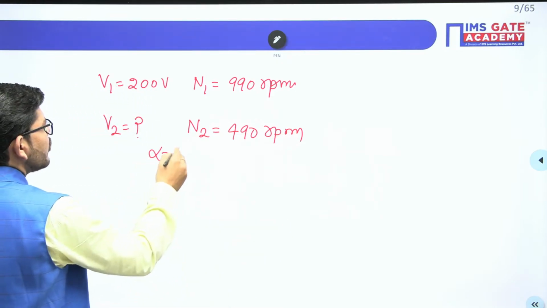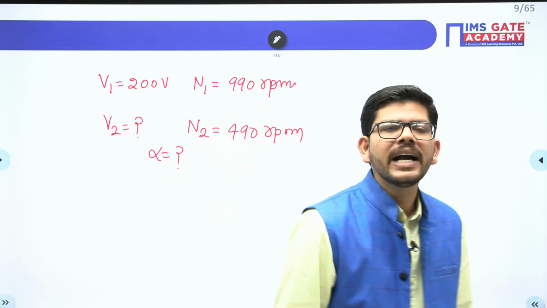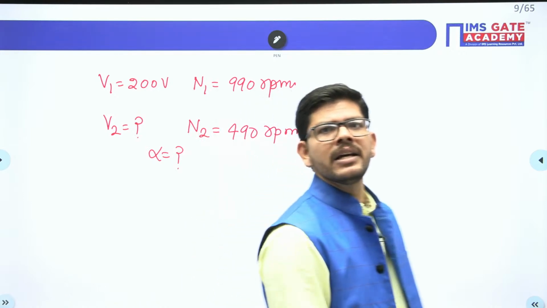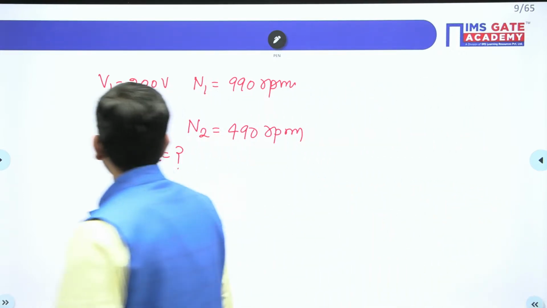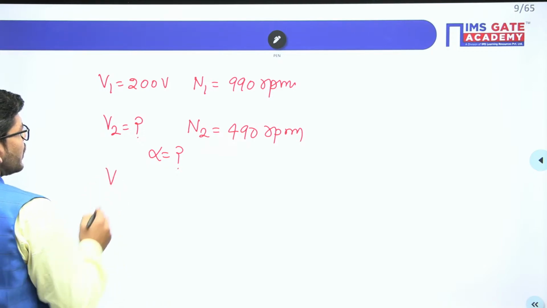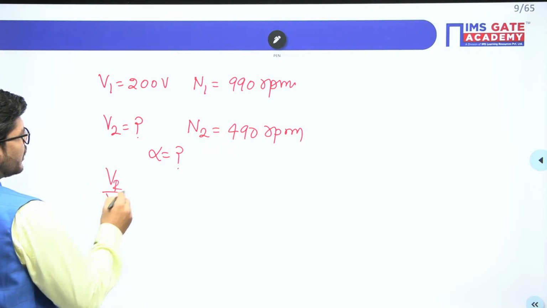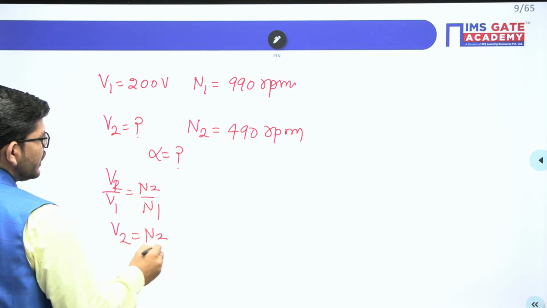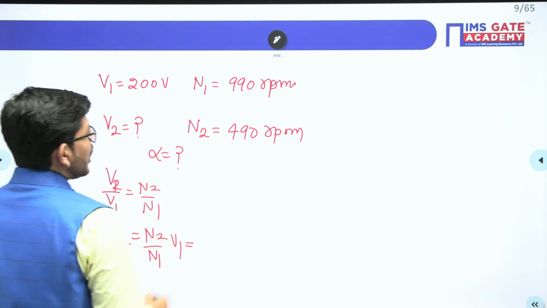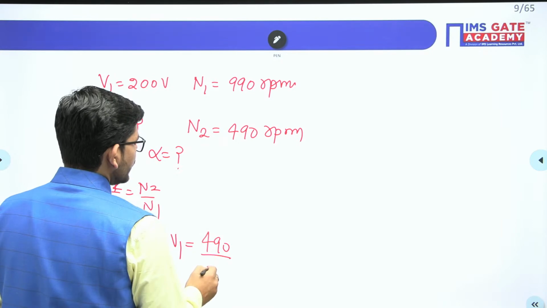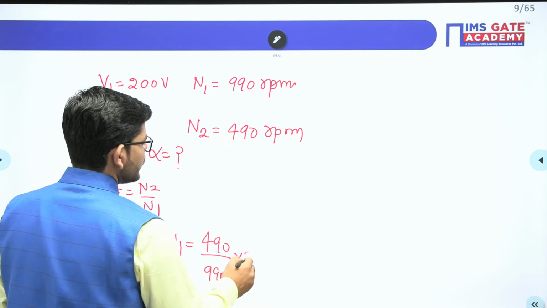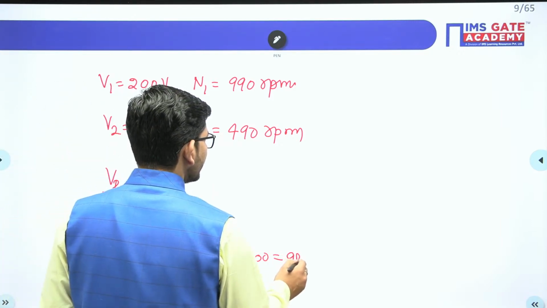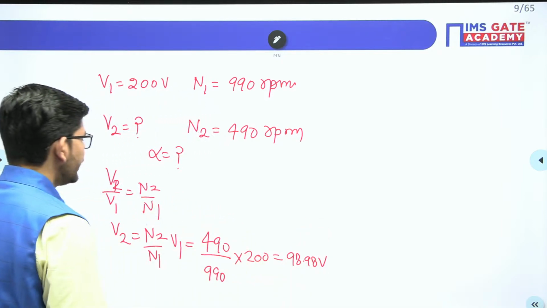So we have to calculate what will be the firing angle of the converter. Very good, Nikhil. So guys, if we do V2 upon V1 equals N2 upon N1, we can calculate the voltage V2, which will be N2 upon N1 into V1. Now N2 is 490 upon 990 into what is V1 here? It is 200. So you will get V2 as 98.98 volts.